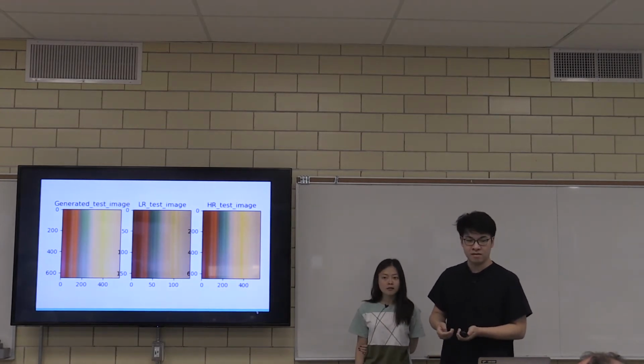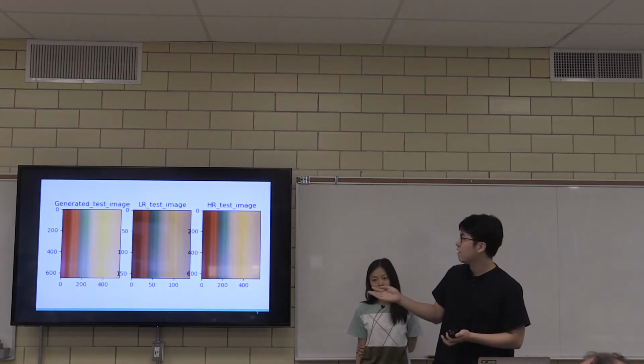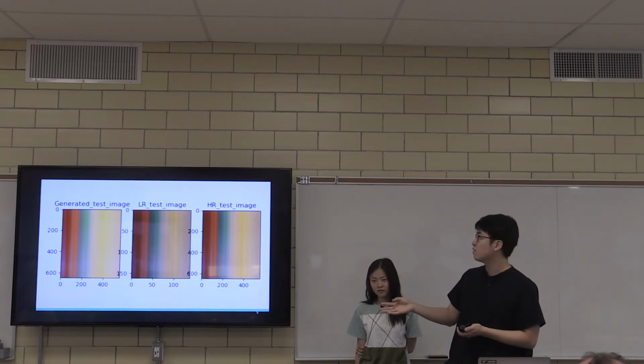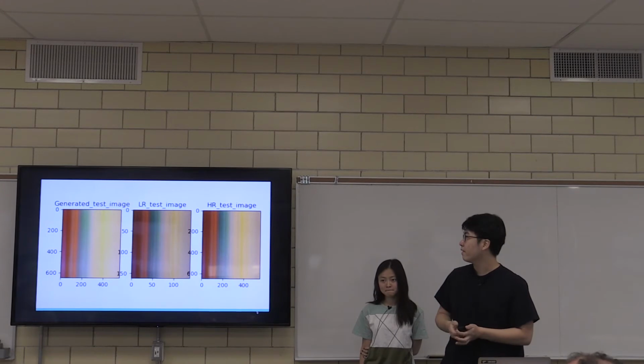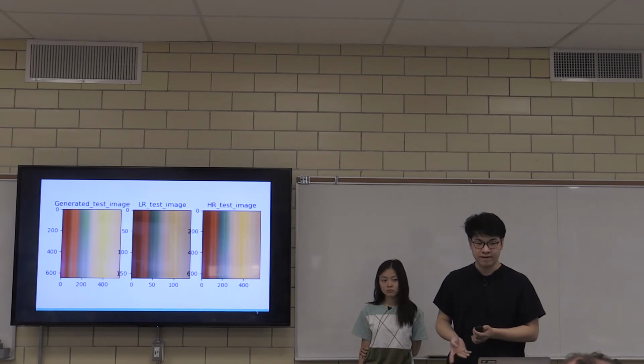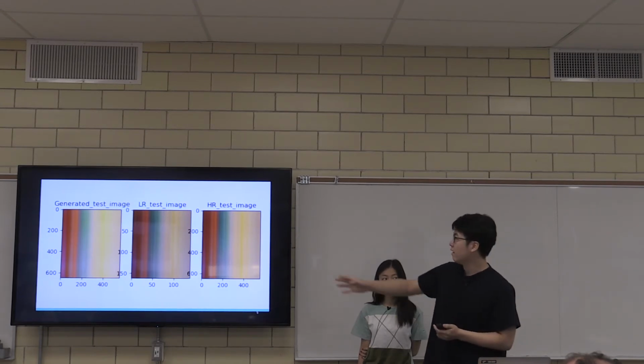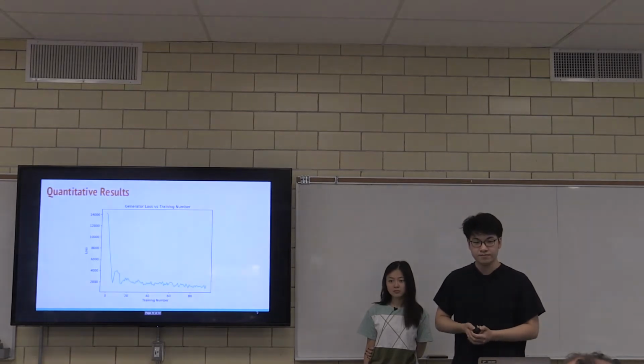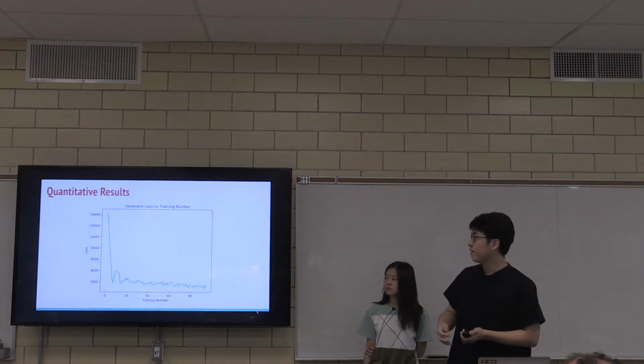Now we also run it through the test image. The left one is a generated test image, the middle one is the low resolution, and the right one is the high resolution. We can see the pattern is definitely being recognized and created. However, the color appears to be slightly lighter than the actual image. And here is a graph for the generator's loss.